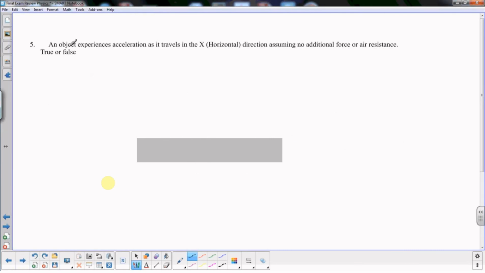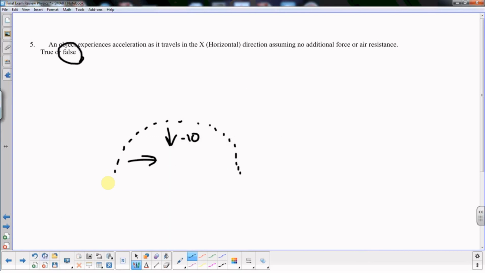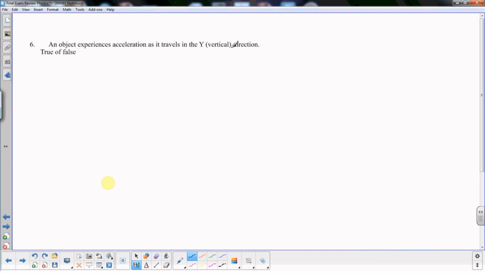An object experiences acceleration as it travels in the horizontal direction, assuming no additional force or air resistance. Ladies and gentlemen, we all know that to be false. As it travels in the horizontal, there's nothing helping it, nothing hurting it. That's why you get that nice parabolic shape where the x is constant. The y is always accelerating at -10 in projectile motion. That's really important. An object experiences acceleration as it travels in the y. Yep, that's just what I said.